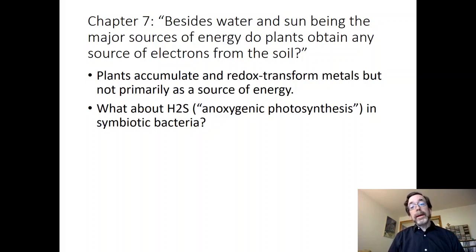Then I got to thinking about the other forms of photosynthesis, and we talked a little bit about iron photosynthesis, and in the book it talks a little bit about hydrogen sulfide photosynthesis as a possible stepping stone.